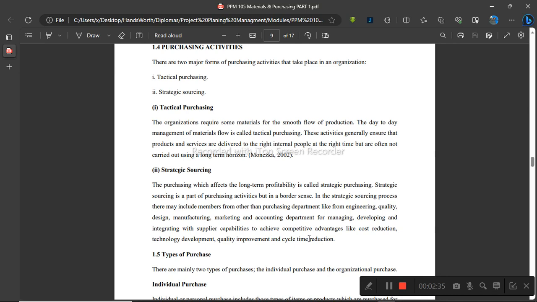All right, so an organization that is operating has various types of activities involved. There are certain activities that will require day-to-day resources for them to function. Without these resources being allocated to these activities, there will be a disruption in the flow of production or operation of that activity. Therefore, this is where tactical purchasing comes in. Tactical purchasing comes in to ensure that these activities are being fed and to maintain the smooth flow of production in the given organization. So that's the first one.